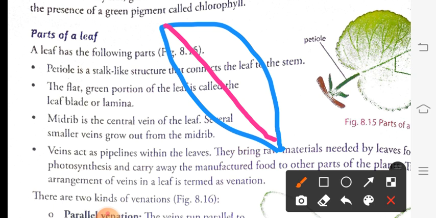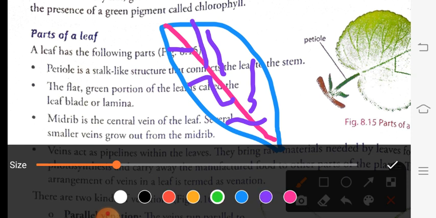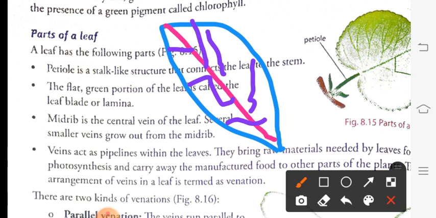From this central vein, several other smaller veins branch out, which help in providing raw materials. This central one is called the midrib, whereas these are called the veins.